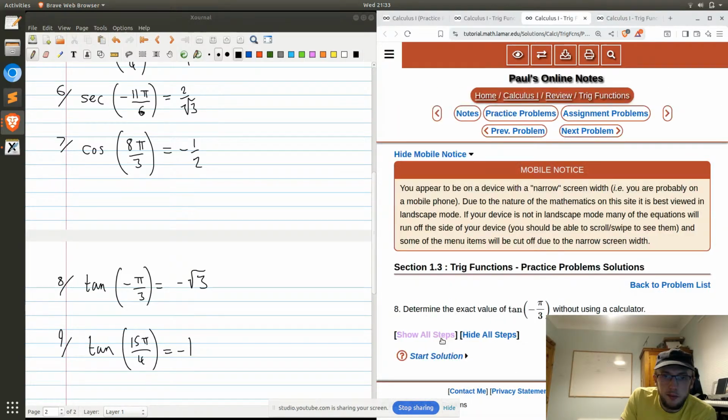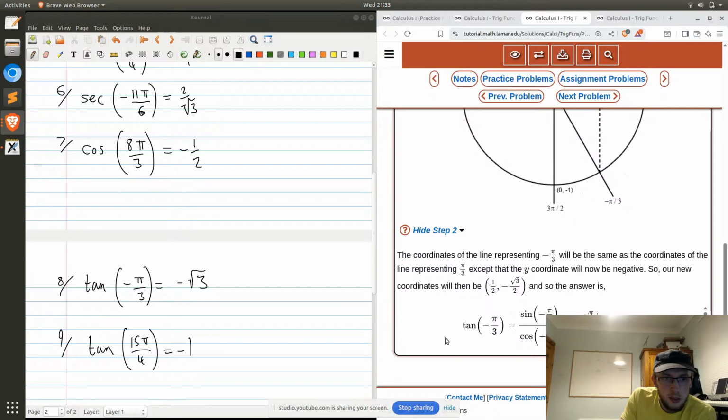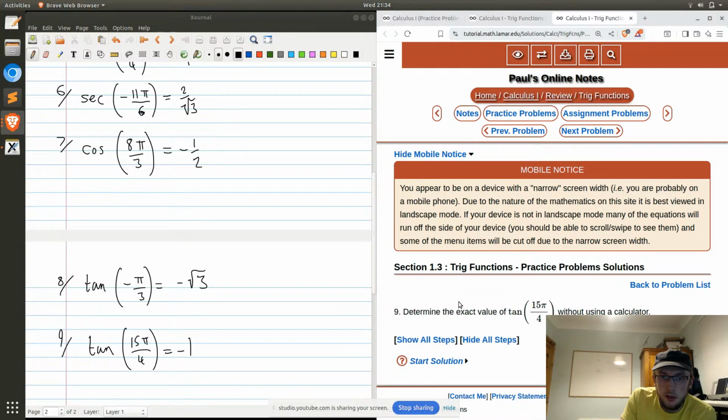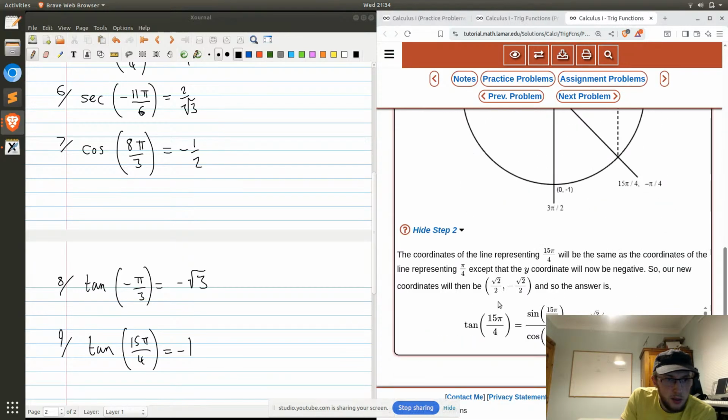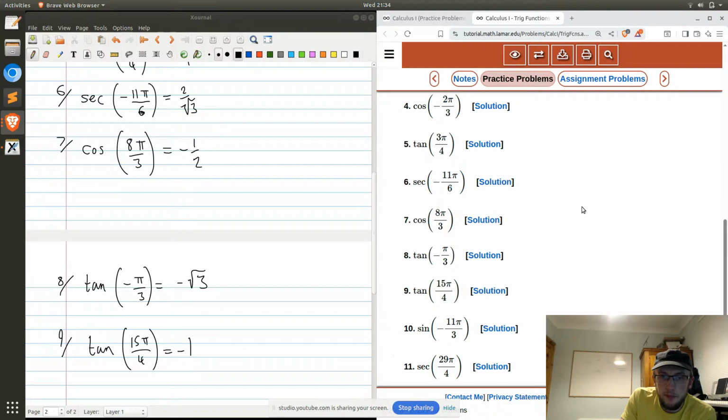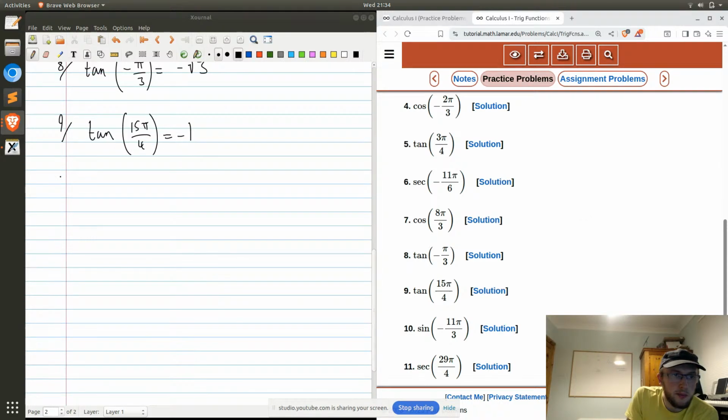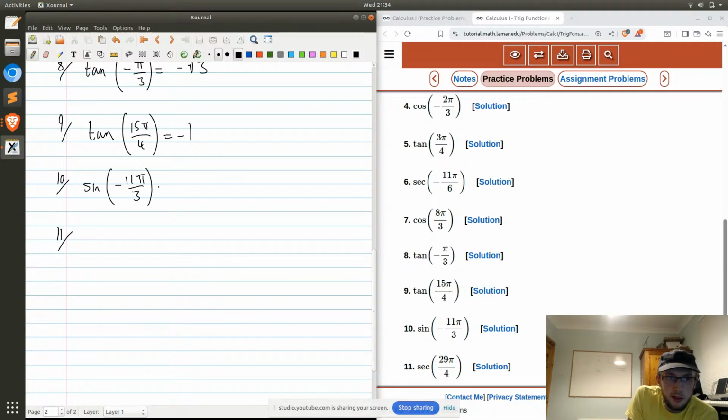Minus 1/2. Minus root 3. Minus 1. Last two. Sine of minus 11 thirds of pi. Minus 3 2/3 pi, then yes.